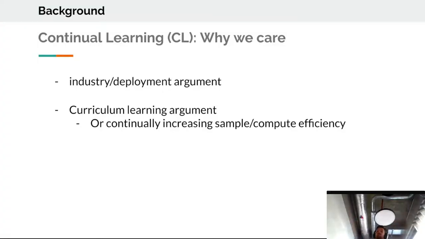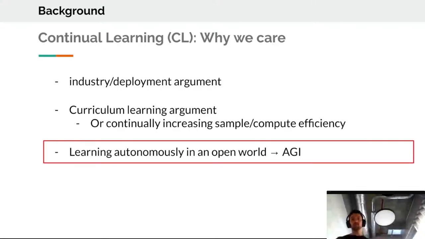So I think if you want to deliver on the promises that curriculum learning made, then we need to solve continual learning. And my last argument, which is related to the one I just said, is deploying these learning agents autonomously in an open world until they can reach general intelligence. That's kind of my North Star, and that's why I think we really need continual learning. Okay, so those were some motivations.